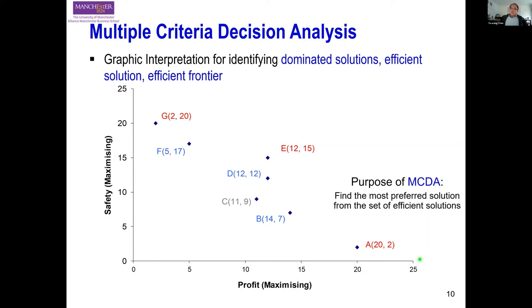Simply speaking, the purpose of multiple criteria decision analysis is to support the decision making process of identifying the most preferred solution from a set of efficient solutions. If there are only 2 criteria, for example, safety and profit in this small case, both for maximization, we can visualize the decision-making process. So we have different alternatives in this small case. Obviously, alternatives D and E are better than C on both criteria. So C is a dominated solution in this case. And E is better than D on safety while they have the same profit. So D to some extent is also dominated, or is a weak efficient solution.